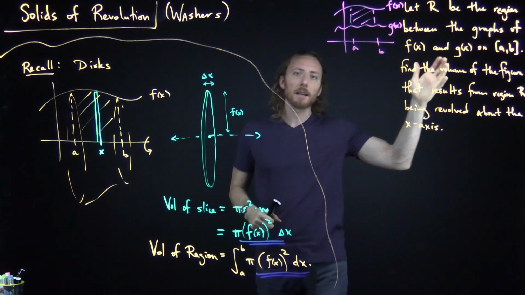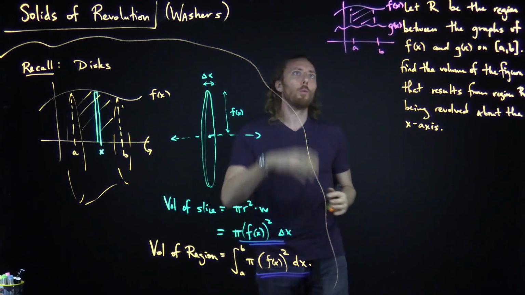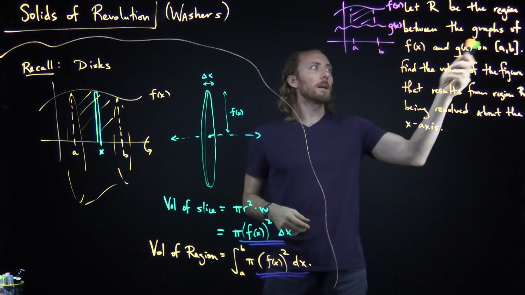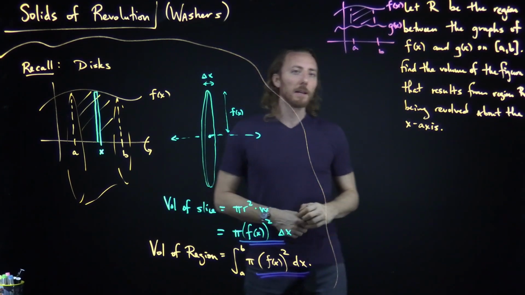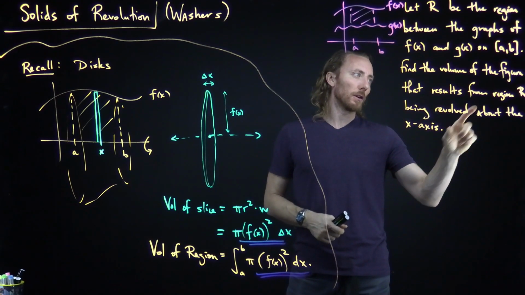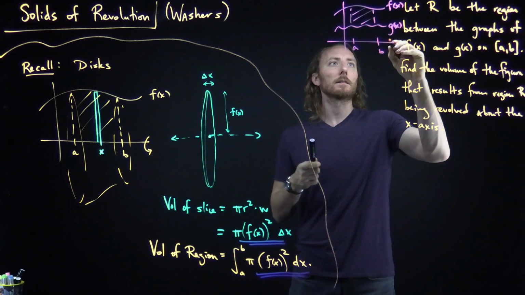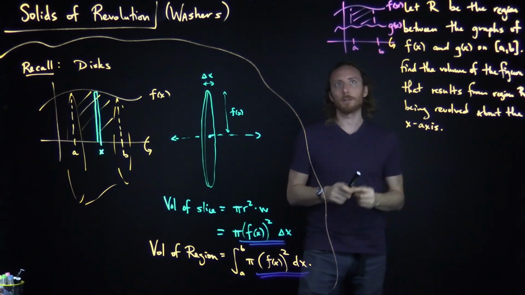What I'd like to do today is extend out one step further. Instead of just considering one function above the horizontal axis, what if we consider two? So let R be the region between the graphs of f of x and g of x on [a, b]. We're going to find the volume of the figure that results when region R is revolved about the x-axis. So we're going to revolve here about the x-axis and see what results.